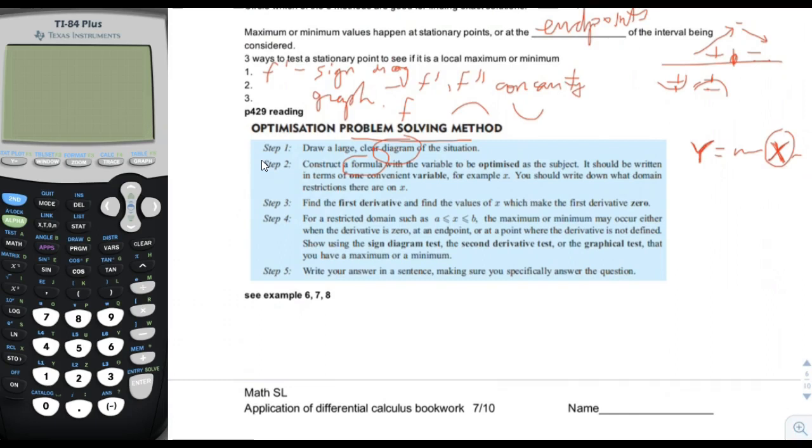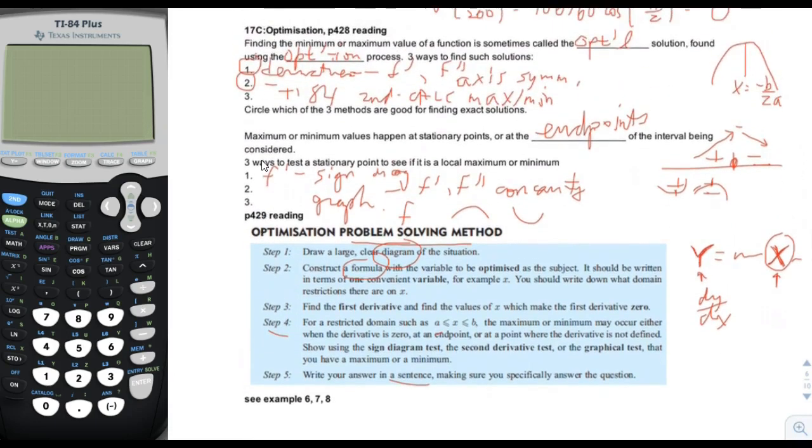Step 3, find the first derivative and find the values which make the derivative zero. Once you get it in terms of just the output y and the input x, you can take the derivative, dy dx, and find out where the stationary points are. And step 4, if you have a domain which is restricted between points A and B, then you need to check the endpoints also, in case the endpoints are higher or lower than the local maximums and minimums. And then finally, you write your answer in a sentence. So keep that in mind when you are doing the rest of these pages on optimization.